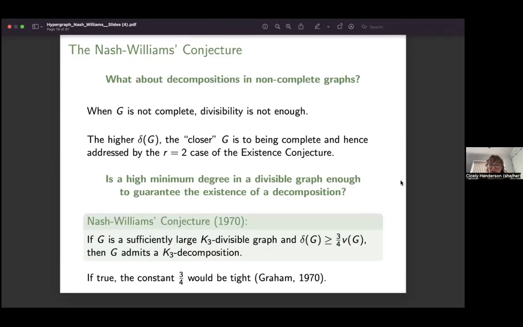And the Nash-Williams conjecture of 1970 addresses the triangle case of this question. It posits that if G is a sufficiently large K3 divisible graph with minimum degree at least 3/4 times the number of vertices, then G admits a K3 decomposition. And in 1970, Graham showed that this constant 3/4 would be tight if it's true.